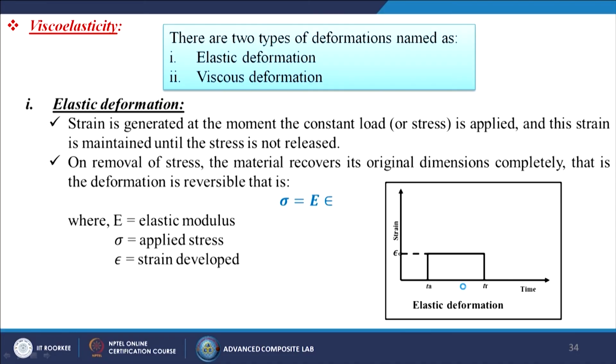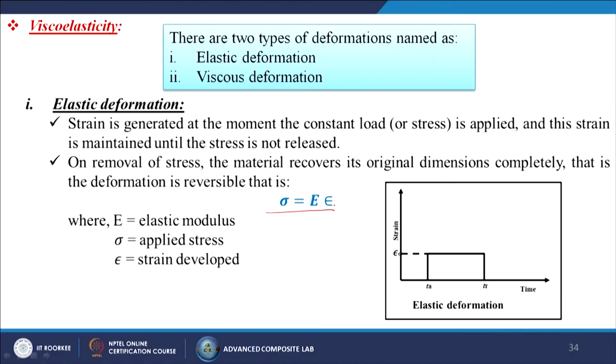Now, we are going to discuss viscoelasticity. There are two types of deformations generally seen. The first is known as elastic deformation, and the second is called viscous deformation. What is elastic deformation? Strain is generated at the moment the constant load or stress is applied, and the strain is maintained until the stress is released. On removal of stress, the material recovers its original dimensions completely, that is, the deformation is reversible because it comes back to its original position.